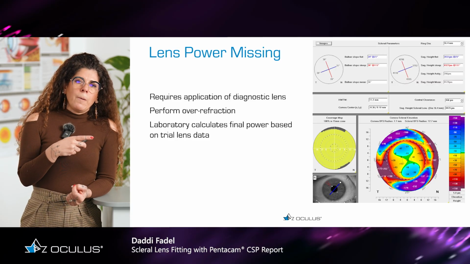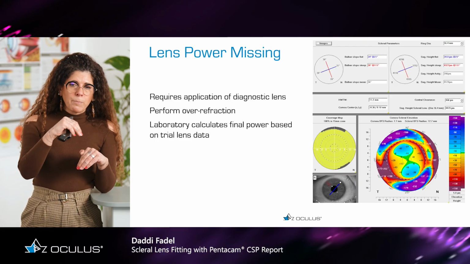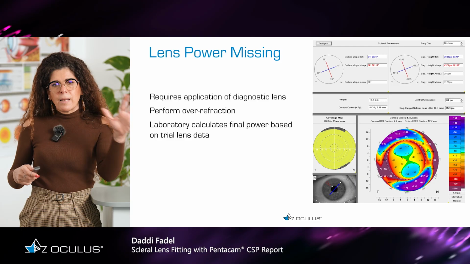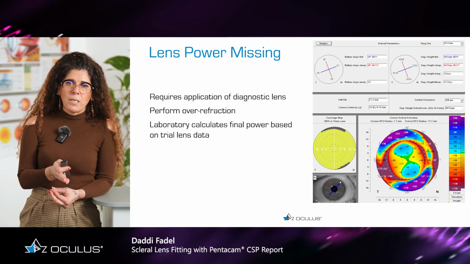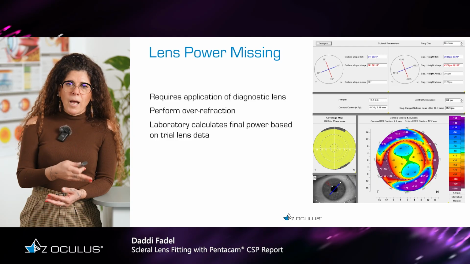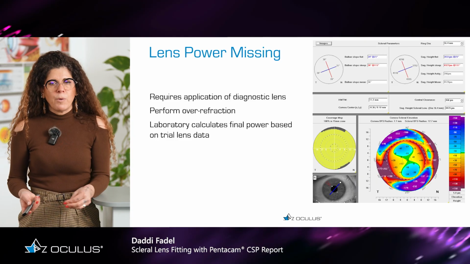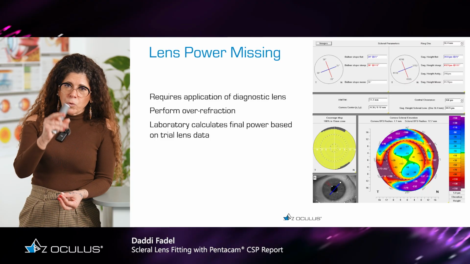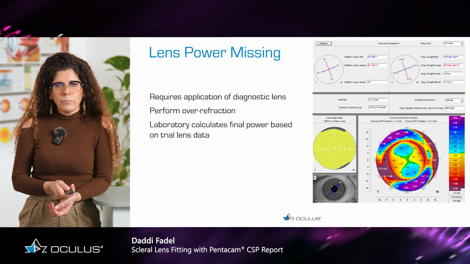What you need to communicate to your lab is the base curve of the lens, the power, and the over refraction, and the lab will calculate the lens power. So in these cases of empirical fitting, you apply a lens on the eye only for over refraction. Otherwise, you are using all the information from the CSP to determine lens parameters and start from that lens.